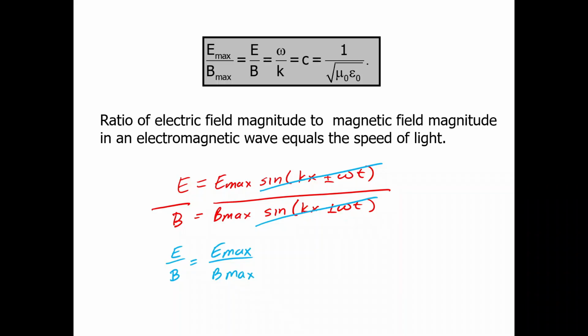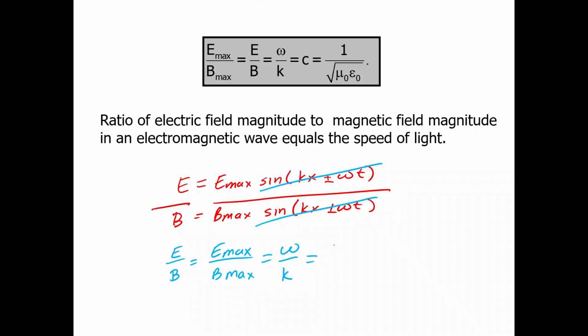We can also use some other of the relationships and definitions to show that this is also equal to omega, which is our angular frequency, over k. But proving that requires calculus, which we don't have, so we just kind of have to take that on faith that that ratio is also going to equal the omega over k. But we can also show that that does equal c, which is our speed of light, by using our definitions for omega and k.